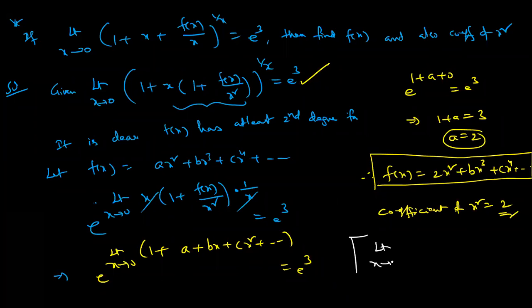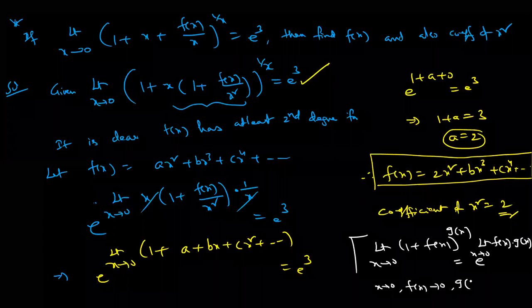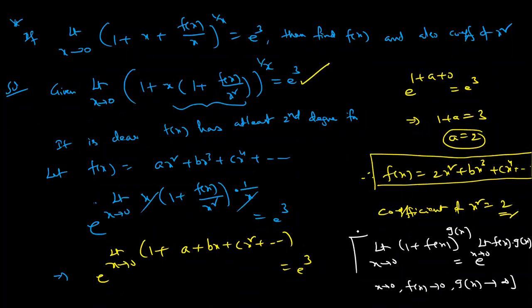Limit x tends to 0, (1 plus f of x) whole power g of x is equal to e power limit x tends to 0 of f of x into g of x, when it is possible, x tending to 0 means f of x tending to 0, g of x tending to infinity. Please remember this formula. Number of times we discuss this formula.